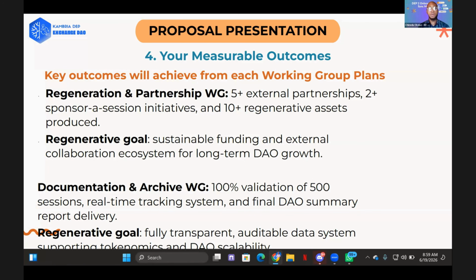Next, we have the documentation and archive working group. Its goal is to achieve 100% validation of 500 sessions, a real-time tracking system, and delivery of final DAO summary reports. The regenerative goal is a fully transparent, auditable data system, supporting tokenomics and DAO scalability.